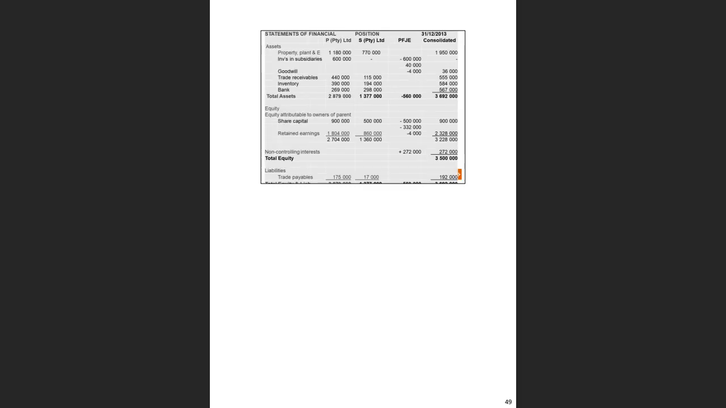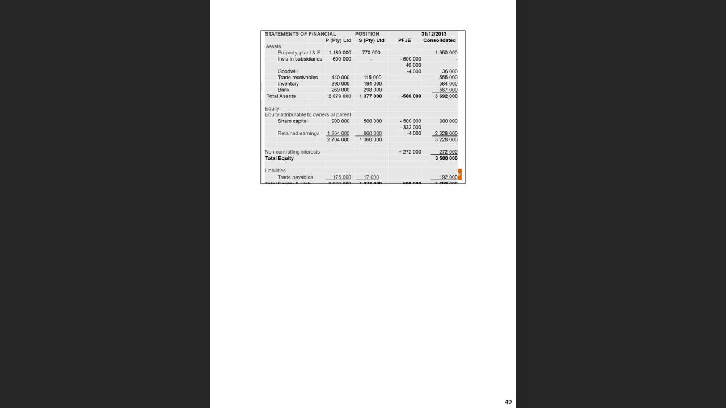So if we have a look at the consolidated statement of financial position, it's showing P Pty Limited and S Pty Limited, and then you have your pro forma journal entries. So you have your consolidated figure here. You're simply taking P plus S to get your consolidated amount.